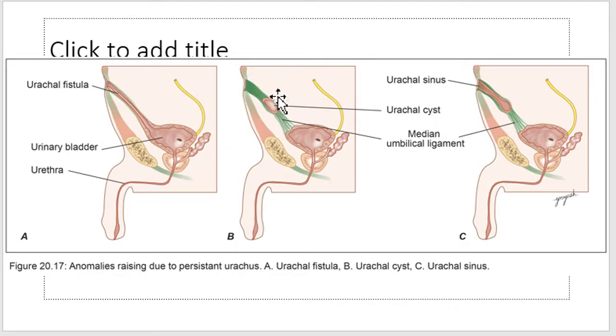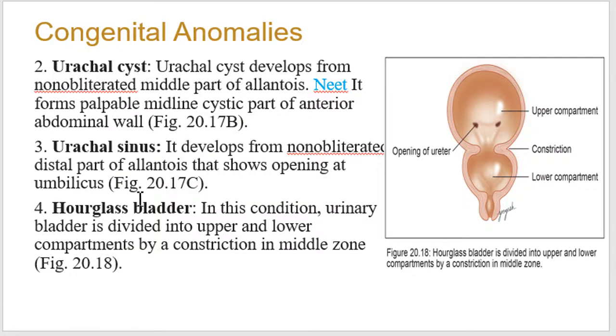When the allantois persists in the middle part, it forms the urachal cyst. When it persists in the part nearer to the umbilicus, it is known as the urachal sinus, the communication that opens into the umbilicus. Hourglass bladder: there is a constriction of the bladder that divides it into upper and lower parts. It is known as the hourglass bladder.